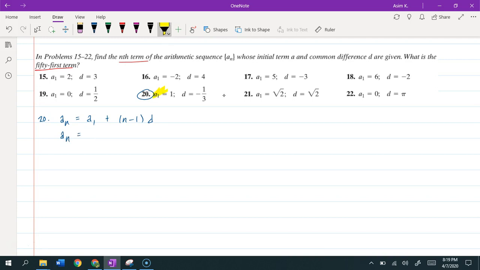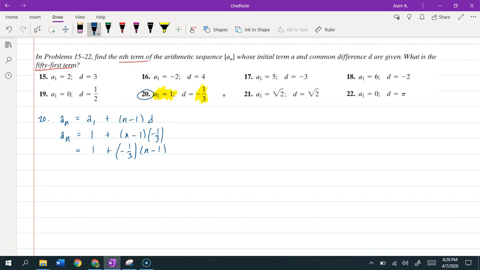Now, what was the first term? The first term was 1, right? So I'm going to write down 1. And then it's followed by n minus 1 multiplied by the common difference. And the common difference is negative 1/3. So you can go ahead and put a negative 1/3 over here. I know that's a little bit awkwardly written, so if you wish, you are welcome to write it as 1 plus negative 1/3 times n minus 1. That's the same exact expression.